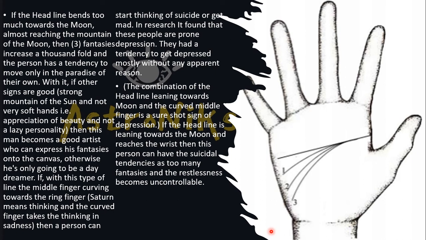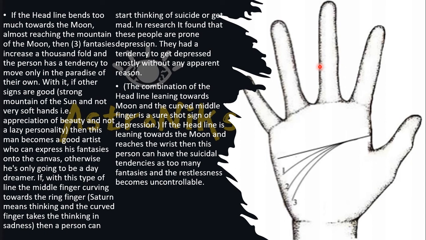Sometimes what we have seen in palmistry, if we have this much curve in our hand, and this Saturn finger is curved, bending towards the Sun finger, these are the people who can think of doing suicide, and they will go into depression mode very easily. Without any apparent reason, they will go into depression mode very easily.